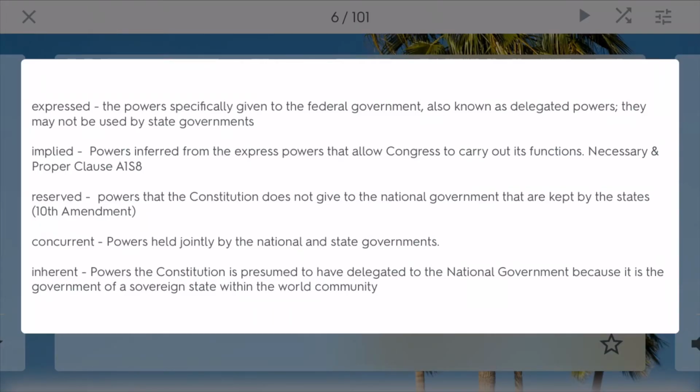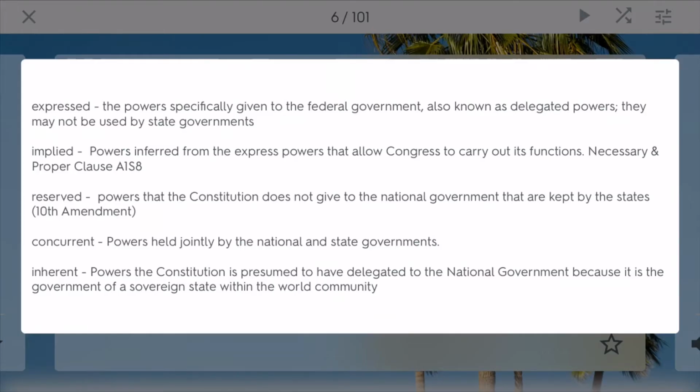Reserve powers are powers that the Constitution does not give to the national government, and they're kept by the states, and the 10th Amendment of the United States Constitution provides for this. Concurrent powers are powers that are jointly held by the national and state governments. So in this respect, these two levels of government will share these powers and try to work together to create the best solution.